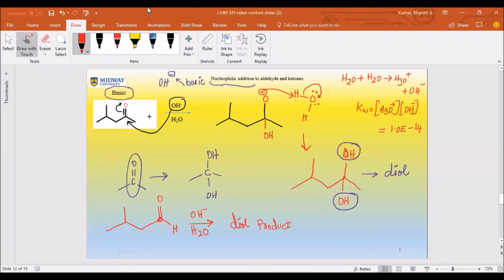All right, so that's basic. Let's see what happens in the acidic medium. See if we get something different or we still get the diol as the product. Stay tuned.